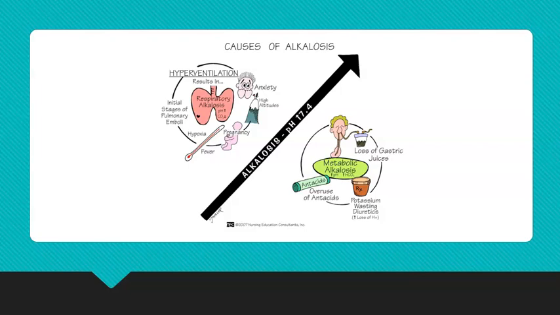Loss of gastric juices, so we talk about patients who have prolonged suctioning, or an overdose of antacids, can cause issues in the balance, and then potassium wasting diuretics. So we have the diuretics that get rid of too much potassium can lead to these imbalances.